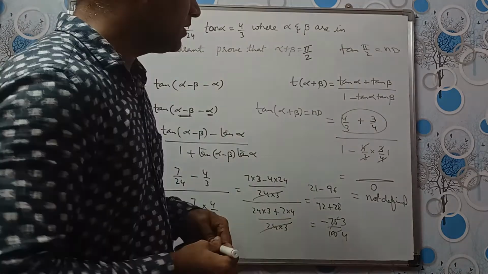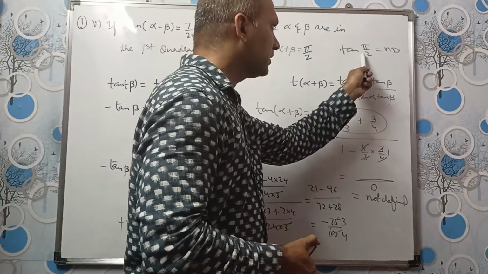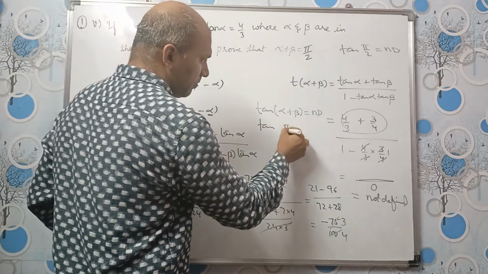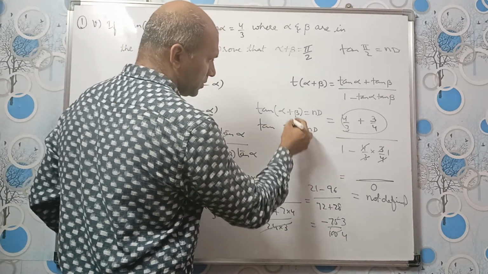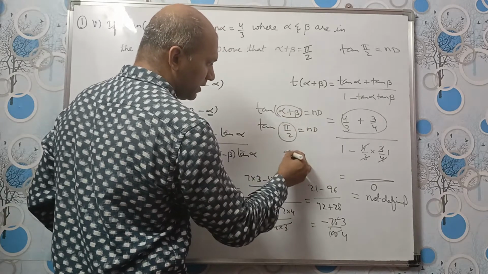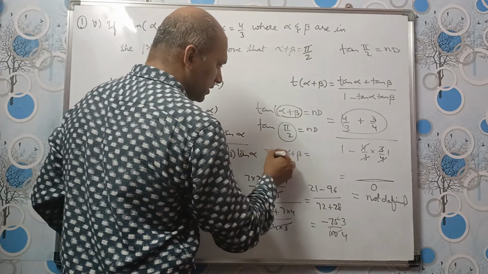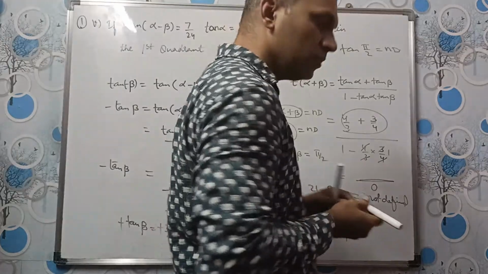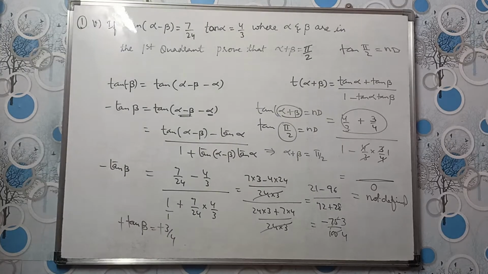When is tan value not defined? When the angle is pi by 2. Okay. So tan pi by 2 is not defined, which means alpha plus beta is equal to how much? Pi by 2. Okay. We needed to prove that. Alright.